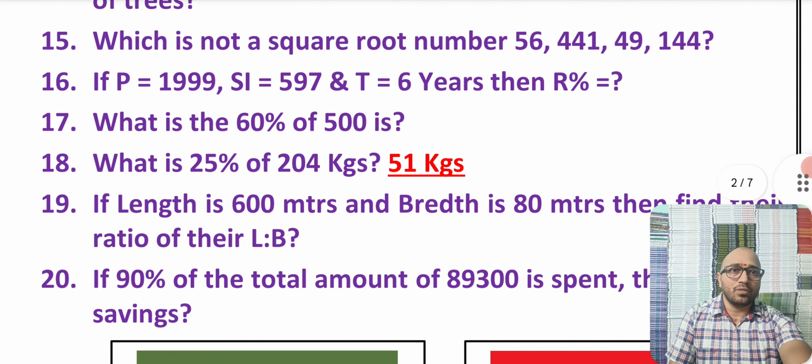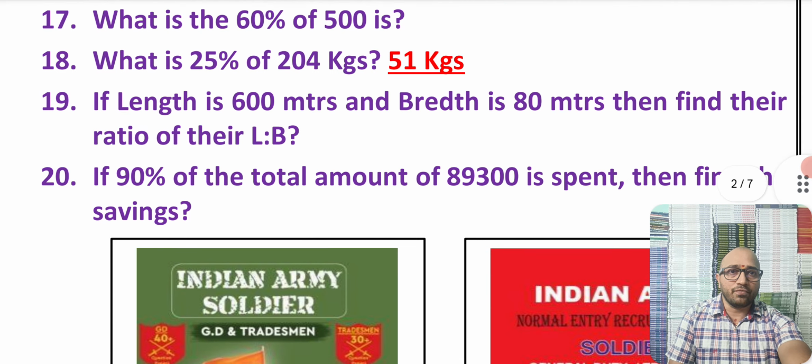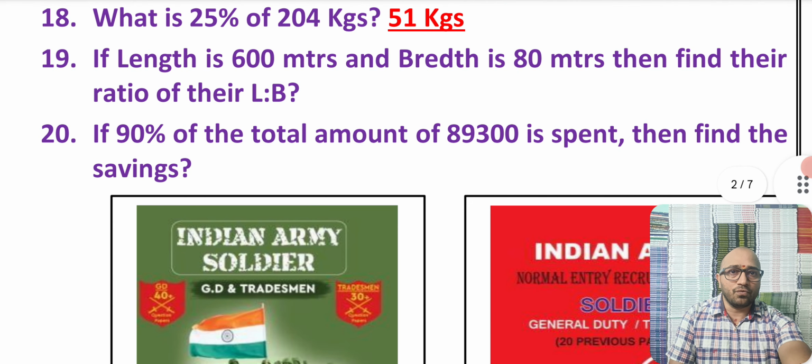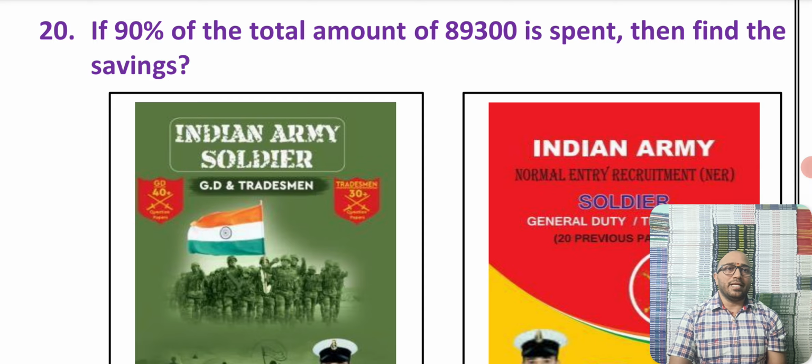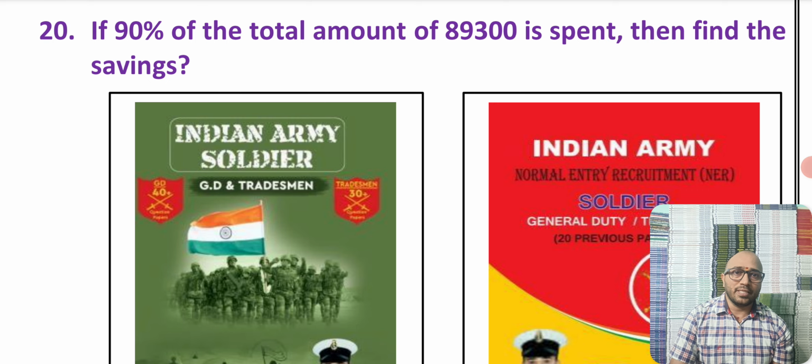Which is not a square number? Here 56, root 56 is not a perfect square. The rest you will find: 21, 49 is 7 and 144 is 12. PTR by 100 related formula. 60% of 500 is asked. 25% of 204 kgs. Length to breadth, their ratio 600 to 80, that is how you will find the answer. 90% of the amount 89,300 has been spent. Then find the savings. You have to find this 10% of it, that is 8930. So exactly it has been given.